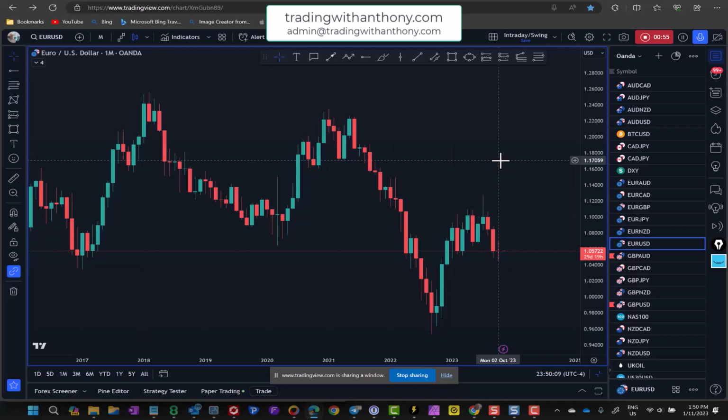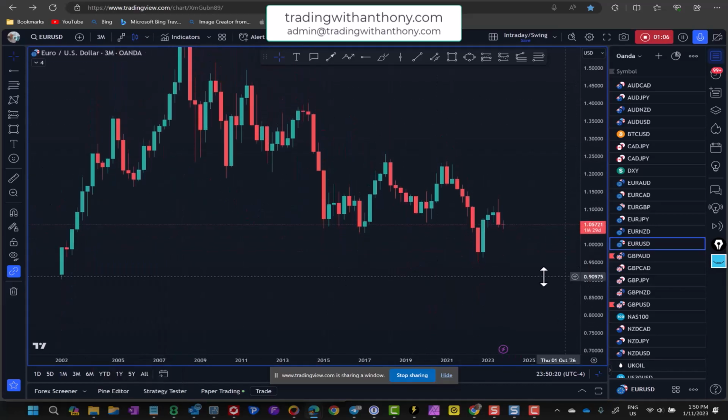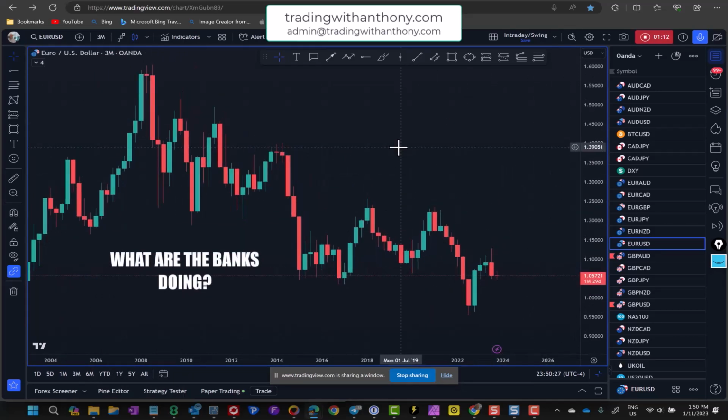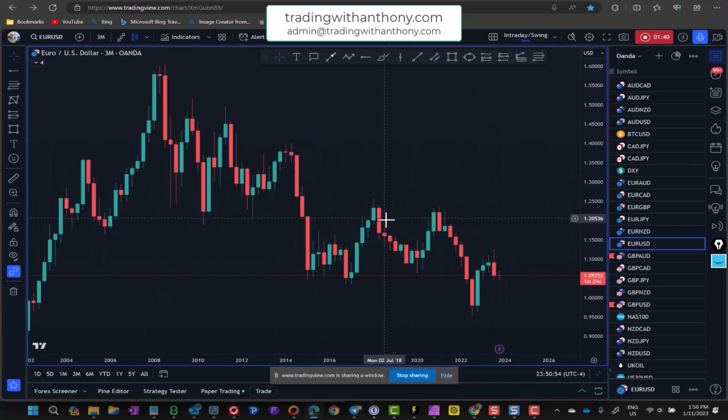Okay, euro dollar. The very first thing that I'm going to do with this is I want to find out, even go out to the 3 monthly time frame, what is going on with the banks. The banks move massive amounts of capital through these markets, and I want to ride their coattails. What are they doing? Where are they invested? And at the moment I can see pretty clearly that the euro dollar, they are invested short. They're selling.